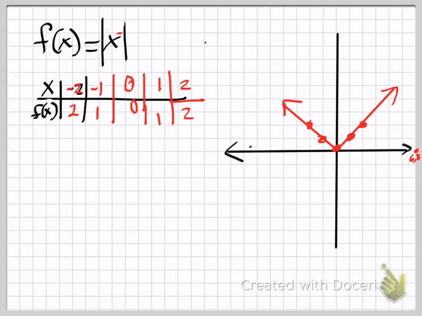Okay, so my domain is all real numbers. What would my range be, Shaylin? Y is greater than 0. Greater than or equal to 0. Okay, so these are the characteristics of our parent function.